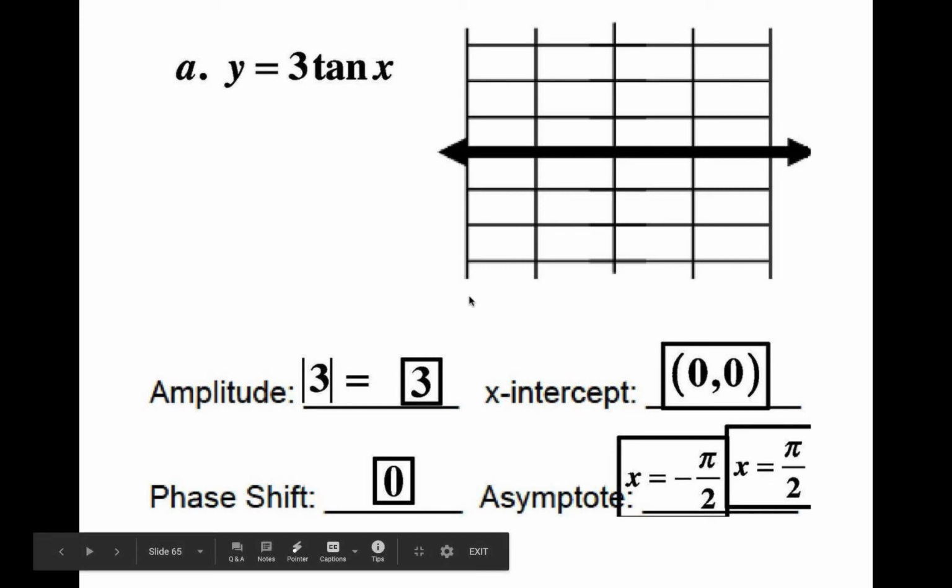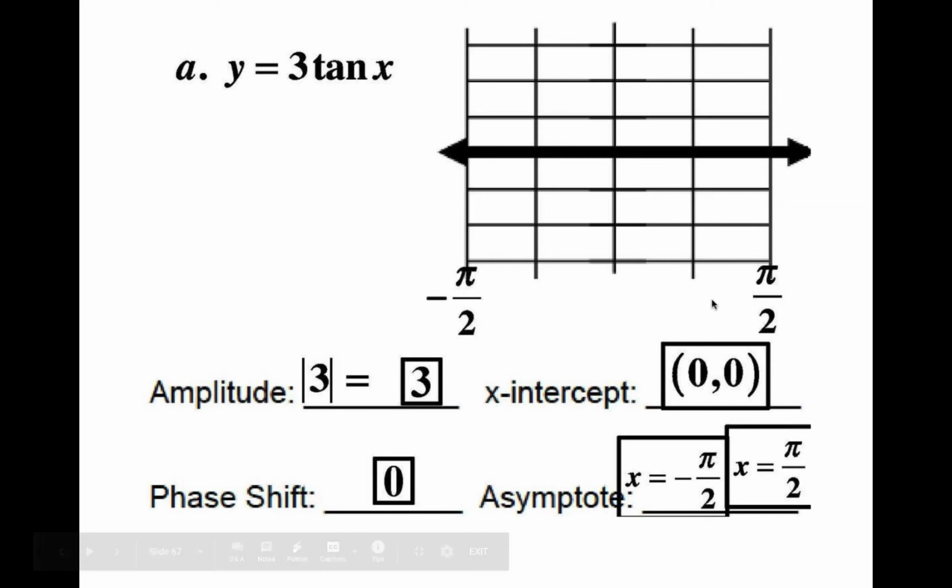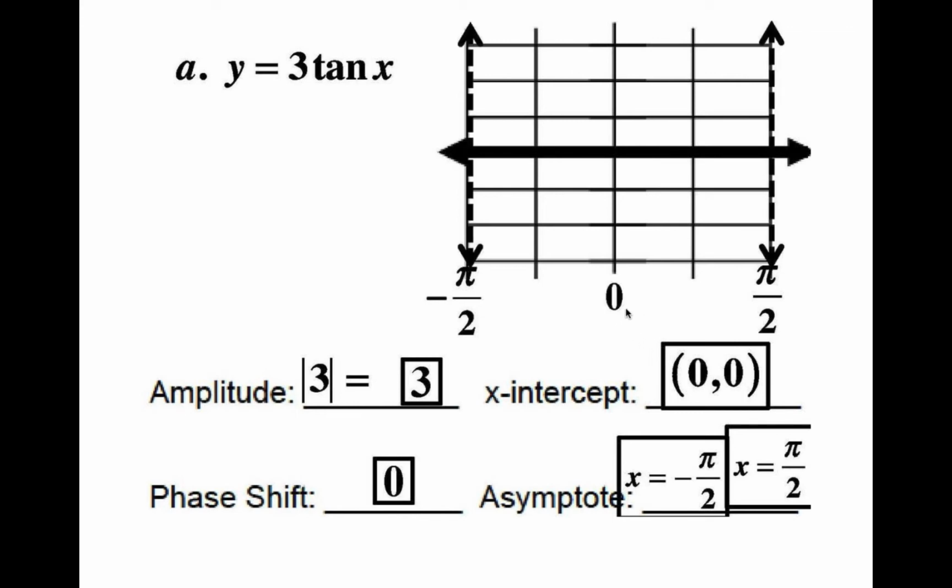So to graph this, you start on your asymptotes, which are on the ends, negative pi over 2, positive pi over 2. Your x-intercept should be at the center of this, so it's going to be at 0, 0 here. You have to scale this, so halfway in between would be negative pi over 4 and positive pi over 4.